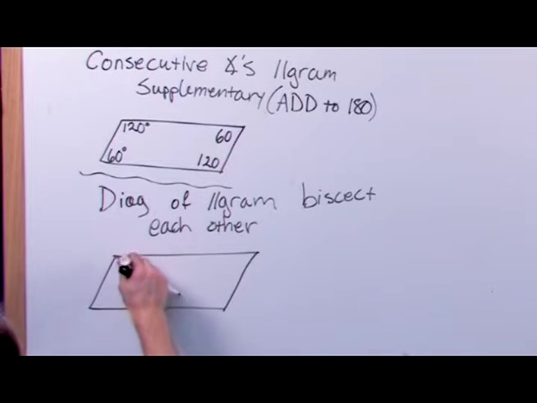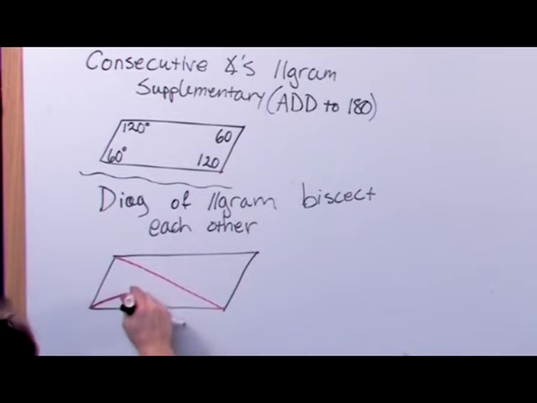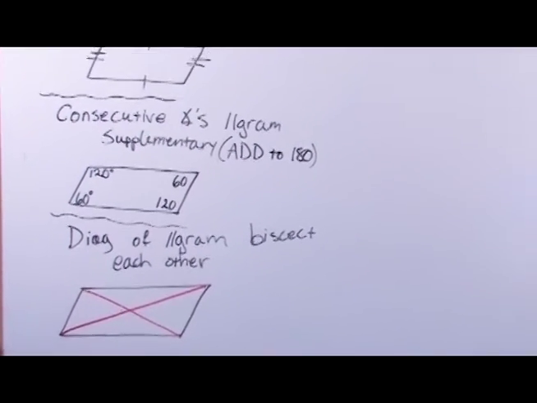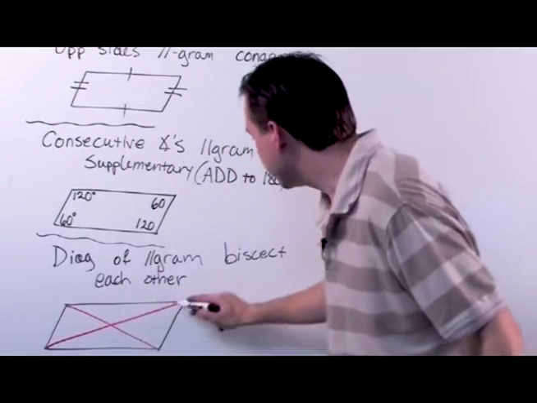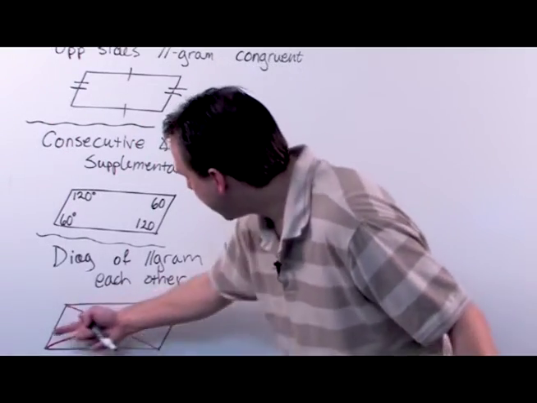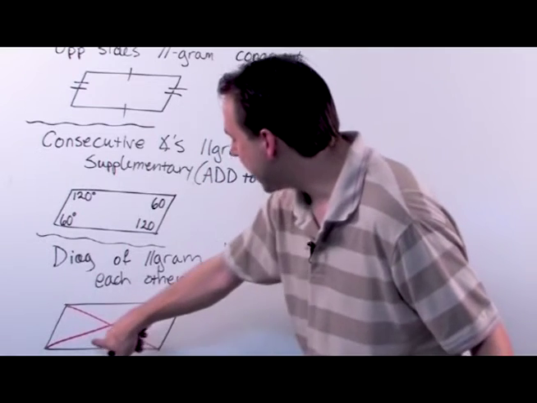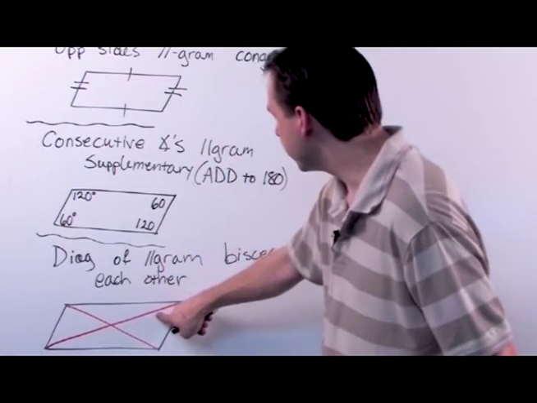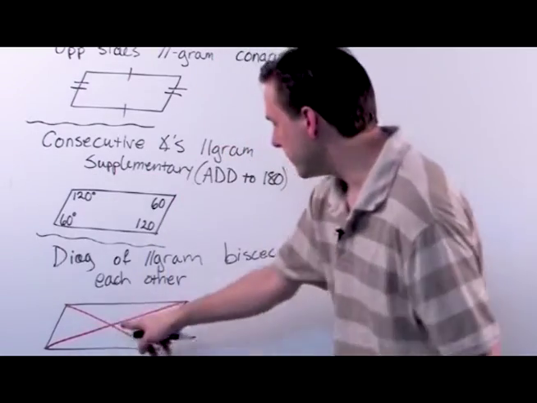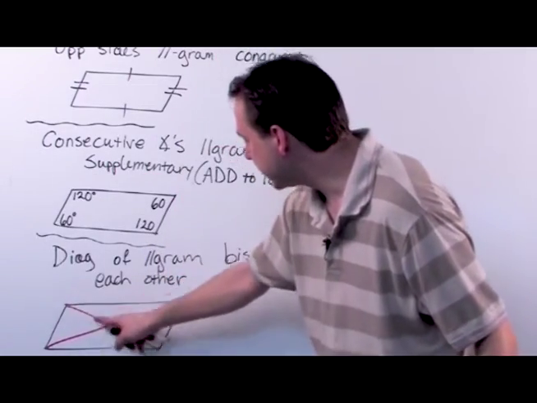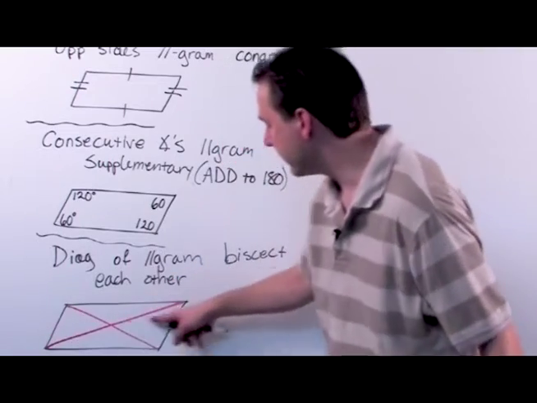If this is one diagonal and this is another diagonal, all this is saying is that these two lines cut each other in half. This diagonal cuts the other one exactly in half, so this is the same length as this, and this is the same length as this. So they actually just cut each other right at the middle. So this point where they intersect, it slices this one in half, and it slices this one in half.